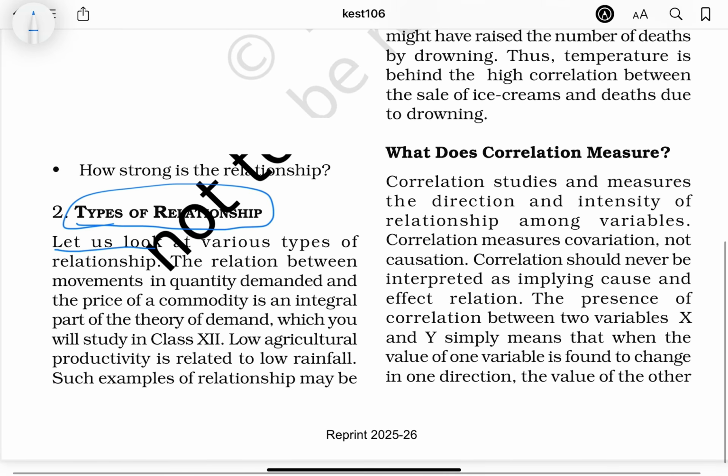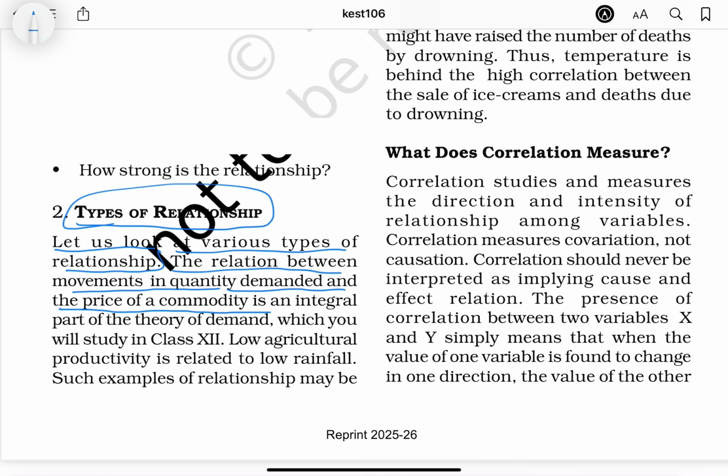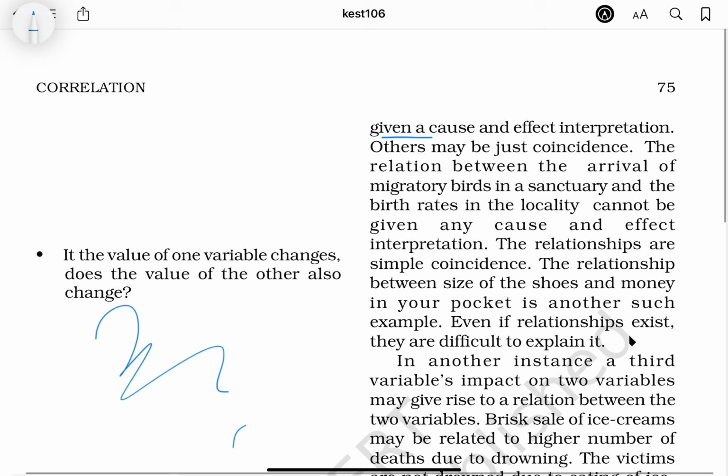Types of relationship. Let us look at various types of relationship. The relationship between movements in quantity demanded and the price of a commodity is an integral part of the theory of demand, which you will study in class 12th. Low agricultural productivity is related to low rainfall. Such examples of relationship may be given a cause and effect interpretation. Others may be just coincidence.